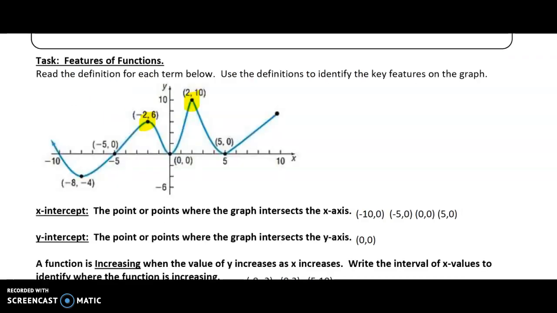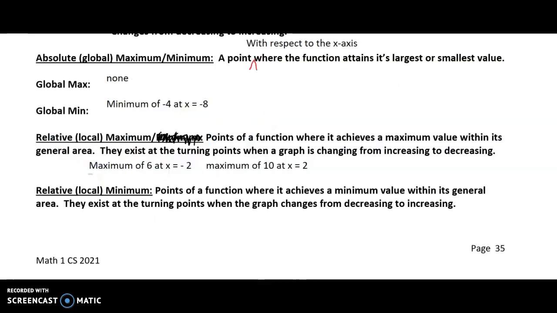All right, again, by definition, these are the 2 points on this graph where we have a relative or local max. Again, it's a turning point where it changes from an increase to a decrease. So this is where your local maximums are. And how to write that answer on a homework, quiz, or a test: there's a maximum of 6 at x equals -2 and a maximum of 10 at x equals 2.